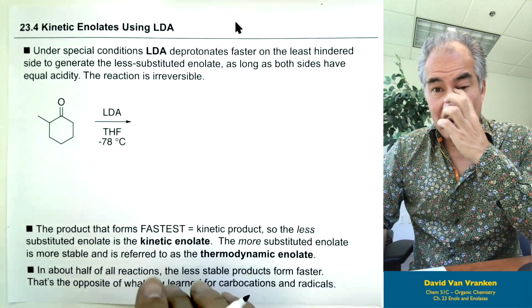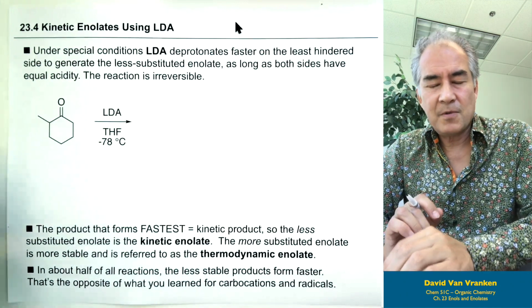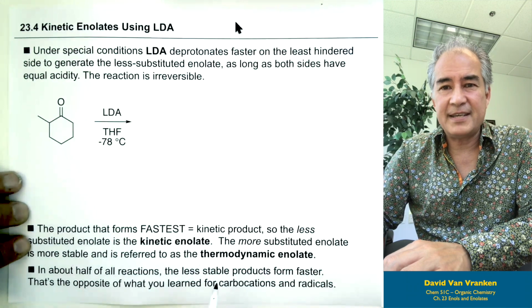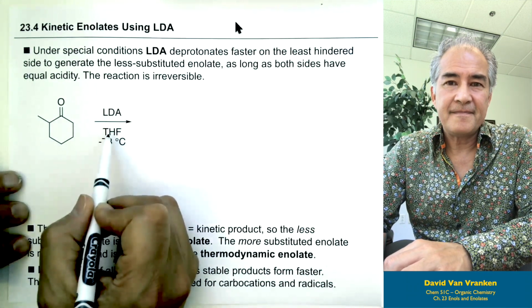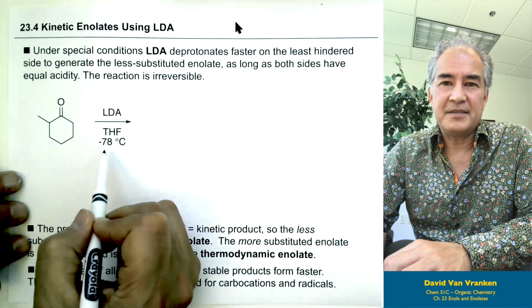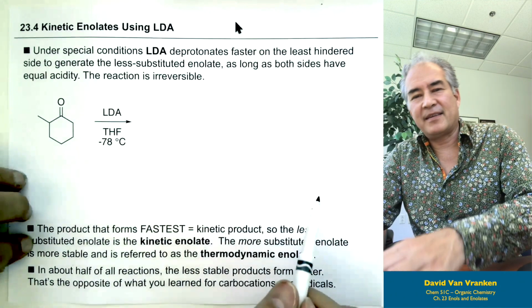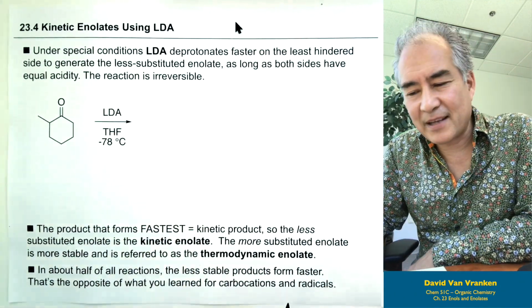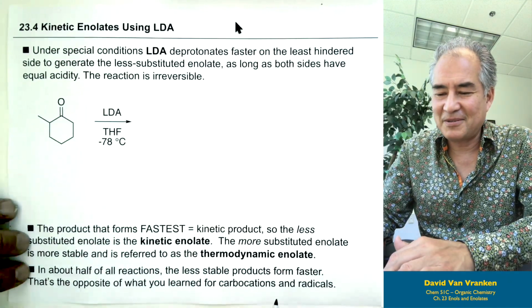Now, I'm going to show you a very special set of conditions that you have to memorize when you use LDA. And I want you to write this down. I don't ever want you to just write LDA. I want you to write LDA in THF at minus 78 degrees. You have to write those three things down every time. And you might think, I don't have time to write those three. Yes, you do, because I won't give you points if you don't write those things down.